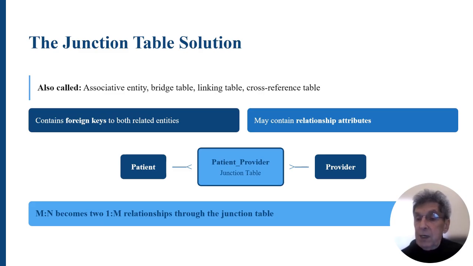Now, one patient can have many rows in the patient-provider table, linking them to many providers, and one provider can have many rows in this table, linking them to many patients. The many-to-many is decomposed into two one-to-many relationships: patient 1 to patient-provider many, and provider 1 to patient-provider many. On the screen you can see this visually. Patient connects to patient-provider with a crow's foot on the junction side. Provider connects to patient-provider with a crow's foot on its junction side.